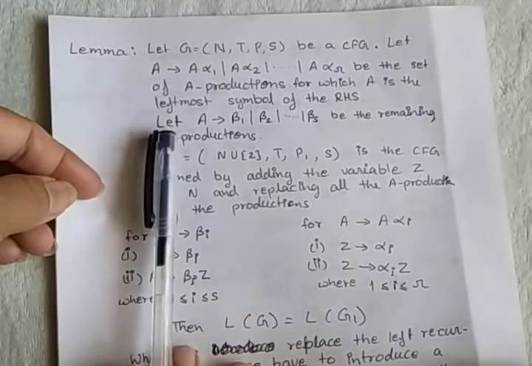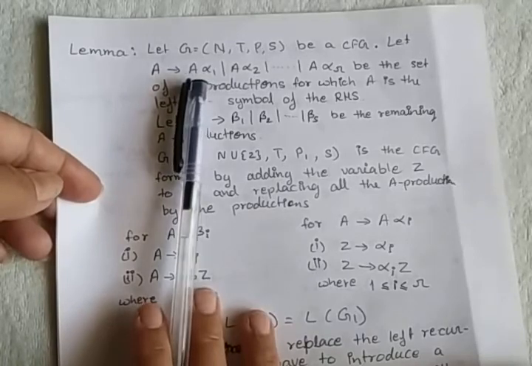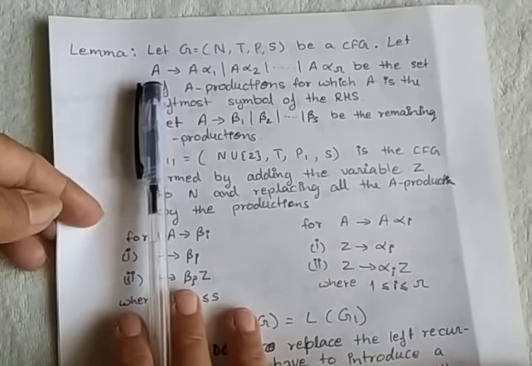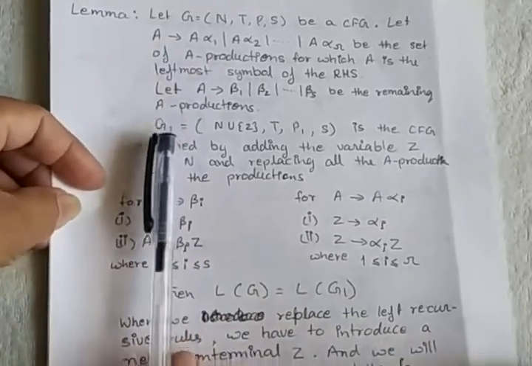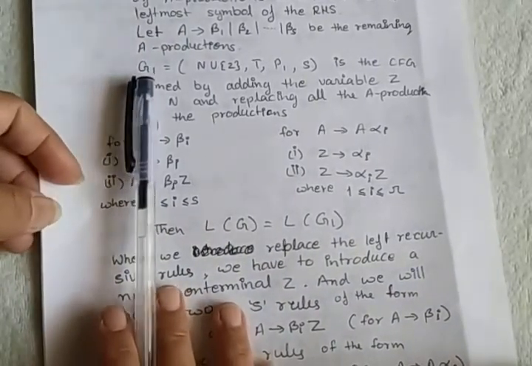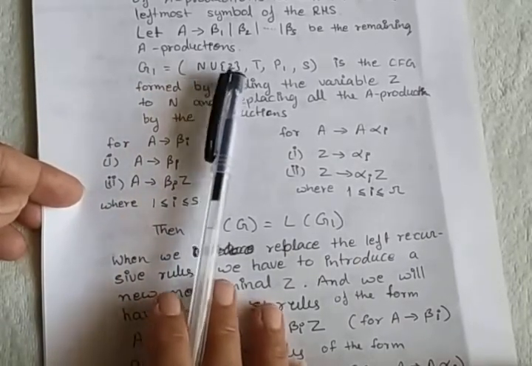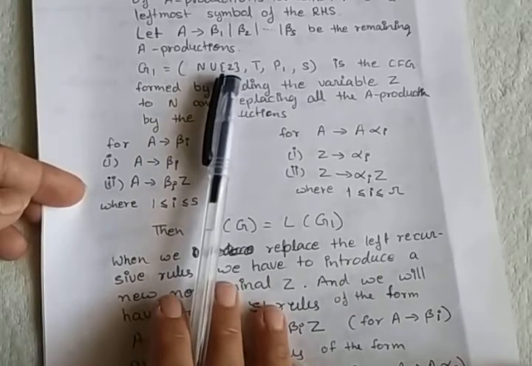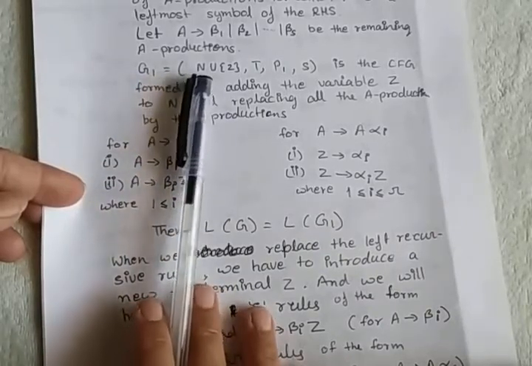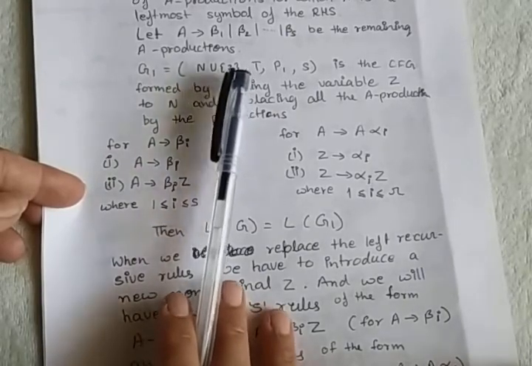So if we have these types of rules, then we can remove the left recursion, and when we remove left recursion, we introduce right recursion. Now when we convert it, what happens? The generated grammar includes some new non-terminals. Suppose here we are introducing a new non-terminal Z. Now the new grammar will contain the old non-terminals and a new non-terminal, right?